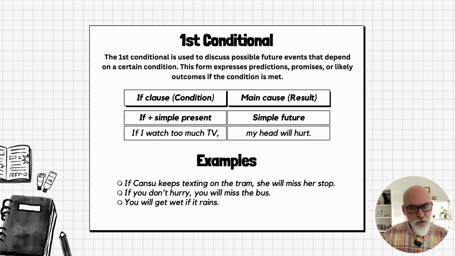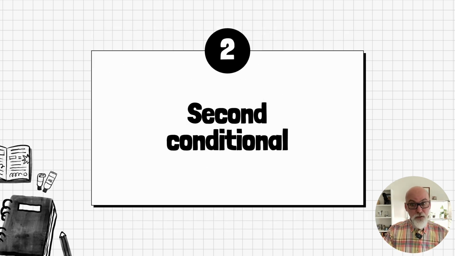You can put the if clause in the second part of the sentence, just as long as you keep the structure the same. But again, this is a more popular conditional. First part in the present tense, second part, the main result part, is in the future tense. All right. Now it gets a little bit more complicated. Let's go to the second conditional.